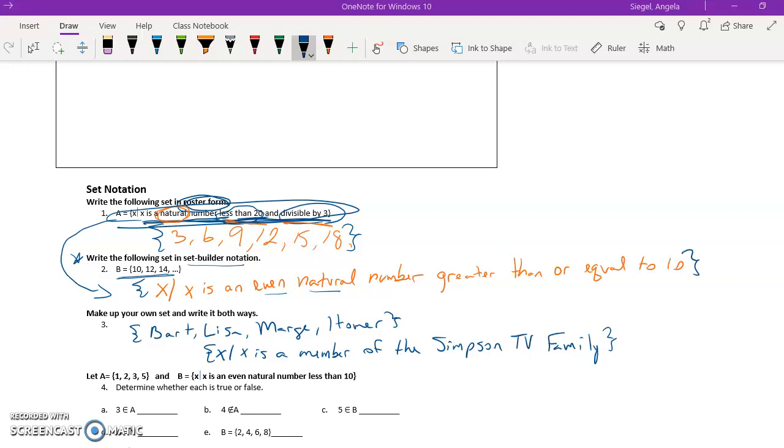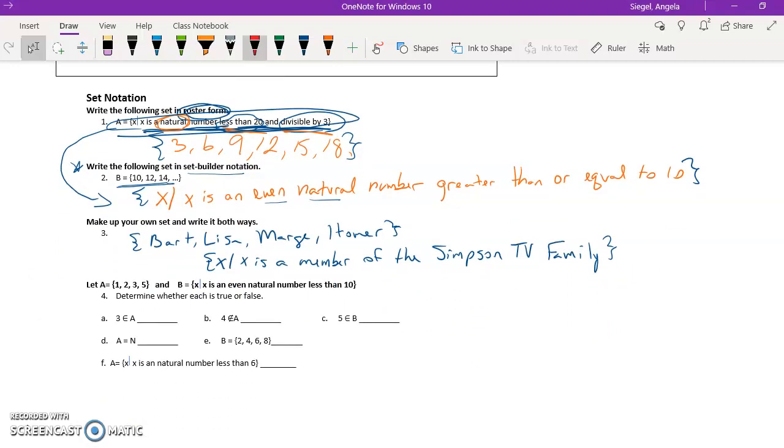Okay, so if you will remember back to my last video, the intro video, that little symbol right there means element. So 3 is an element of A. So on each of these, we're going to deem them as true or false.